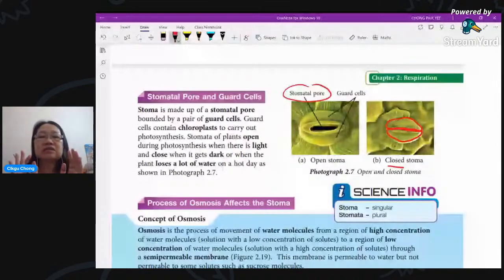Guard cell is the thing that controls the size. So you want to be big, guard cell has to open like this. When the stomata is small, your guard cell will be like this. Okay, how does it control?